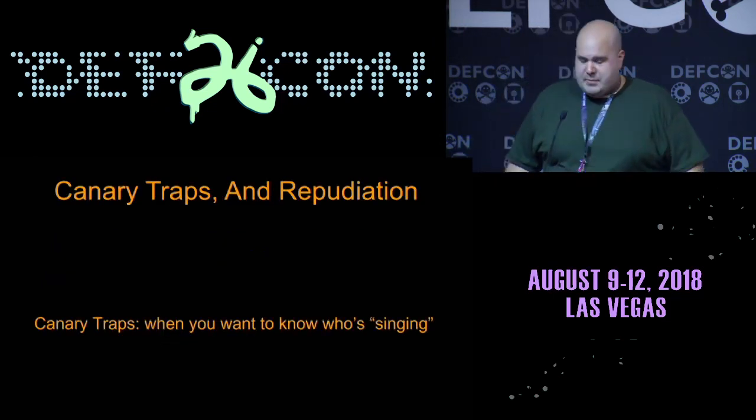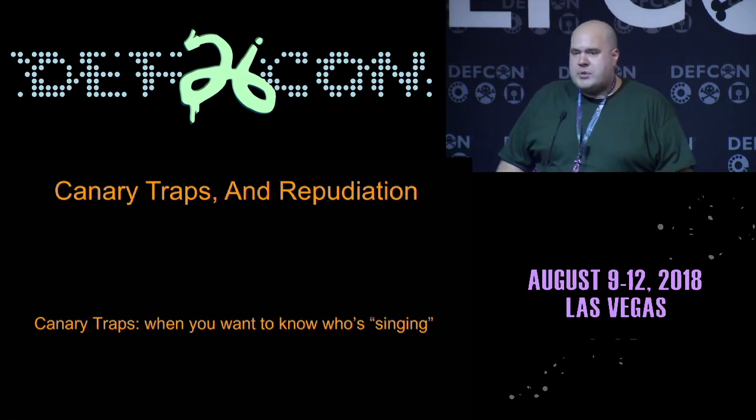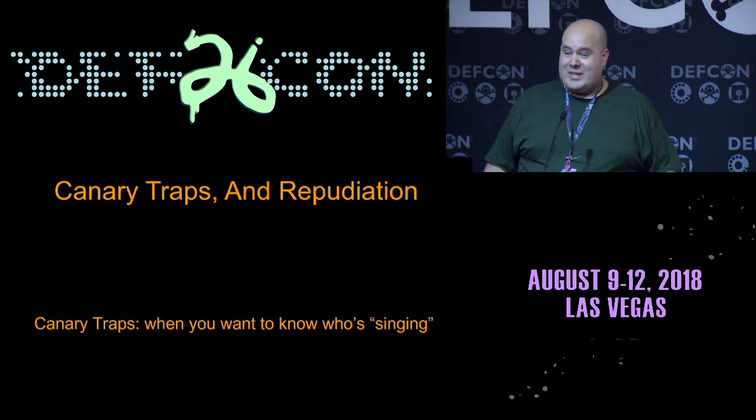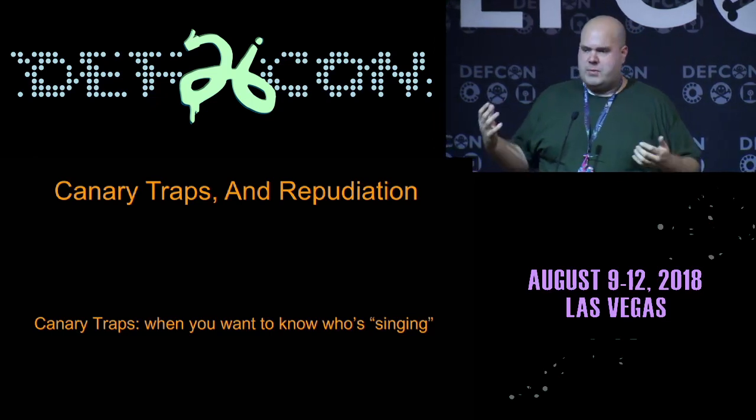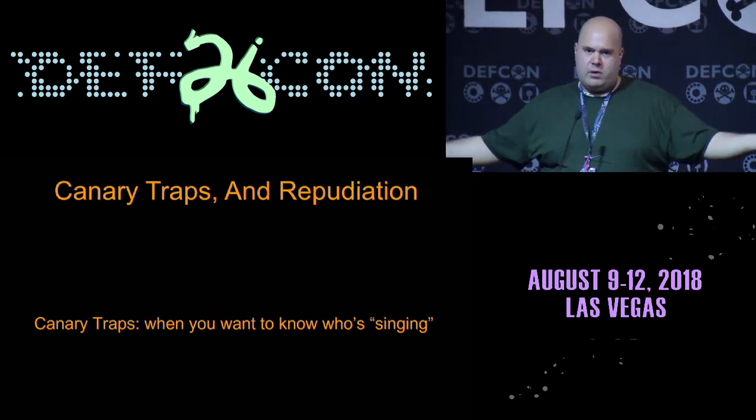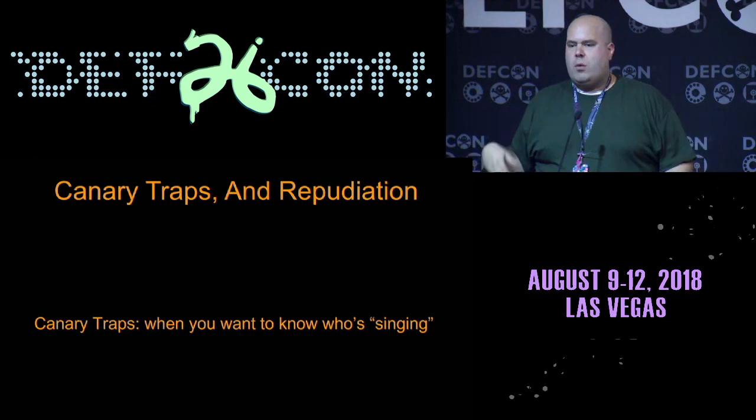So let's talk about canary traps. Canary traps are a way to do leak detection. They're called canary traps because you want to know who is singing, who is leaking your secrets. These are typically done by, if you've got a document, you'll change a few words between different versions of the document and give them all out to everyone. So if someone leaks it, you can look at what words were unique in that document and know who leaked it.